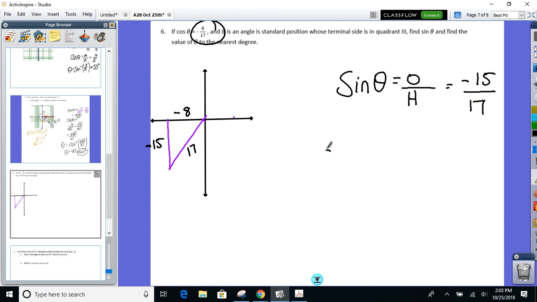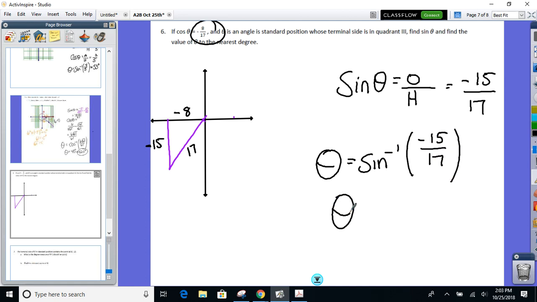Okay, how can I find the angle? Inverse sine, plugging in -15/17. Ooh, yikes. -62. Well, it's a reference angle, so it's got to be positive. So I probably don't want to use -62. I'll use positive 62 there.